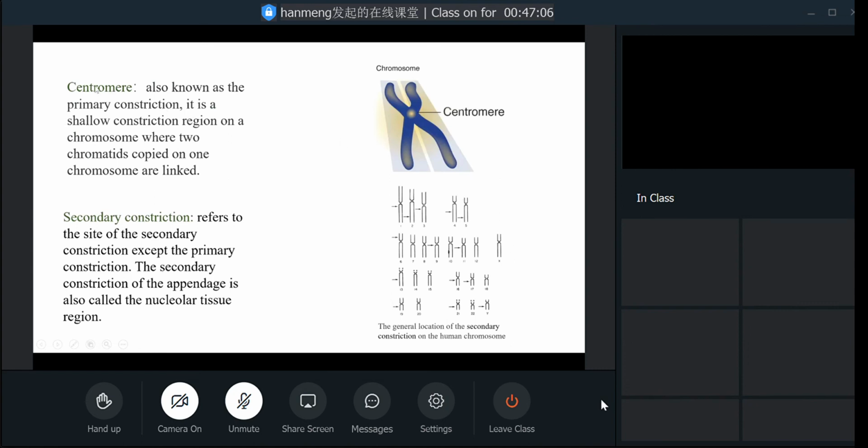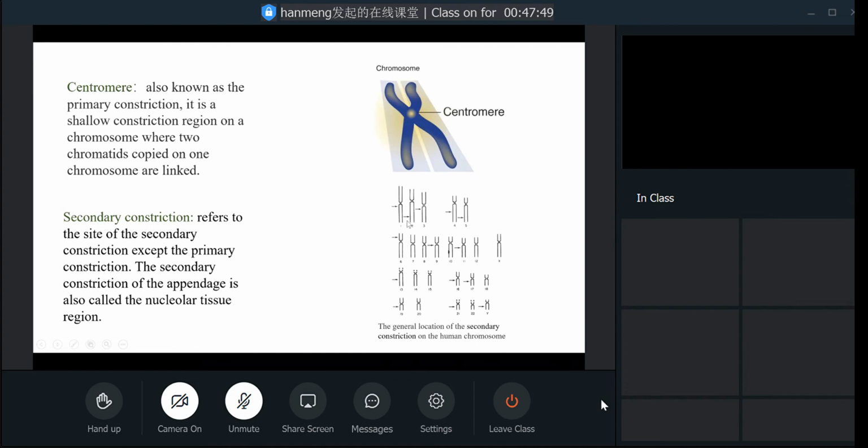So first we will see the centromere. The centromere, also known as the primary constriction, is a constriction region on a chromosome where the two chromatids copied on one chromosome are linked. Here is the centromere. And the secondary constriction refers to a constriction site other than the primary constriction. The secondary constriction of the satellite is also called the nucleolar organization region.